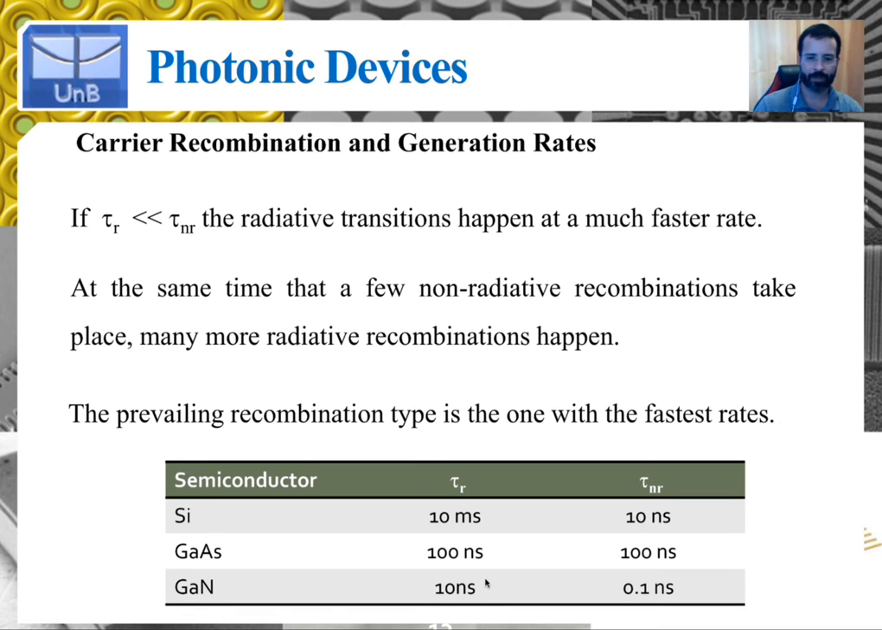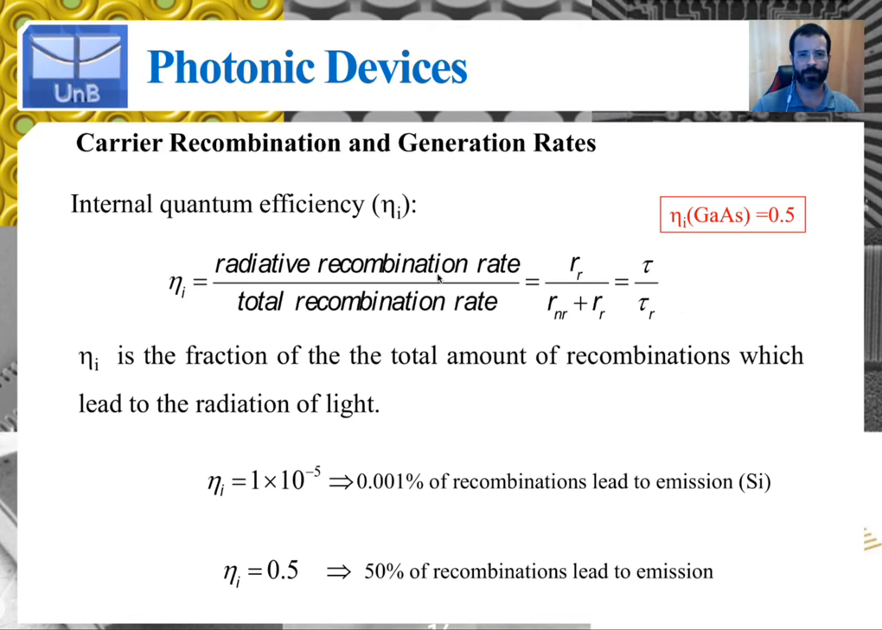For gallium nitride, again, you see that the radiative recombination lifetime, which is around 10 nanoseconds, is much larger than the non-radiative recombination lifetime, so 100 times larger. So certainly gallium nitride will not be as good a material to make light sources as gallium arsenide, although it's somewhat better than silicon. And this leads us to the definition of the internal quantum efficiency.